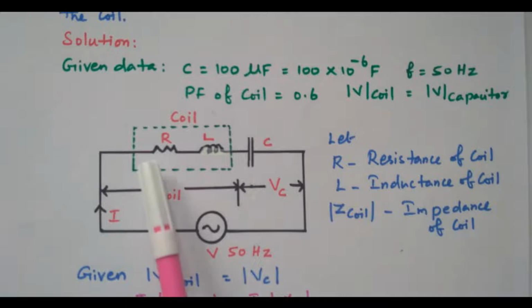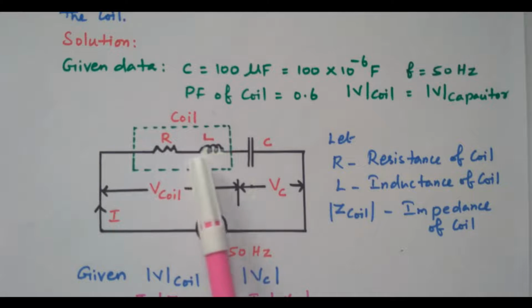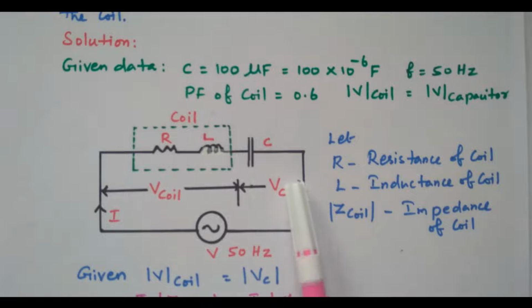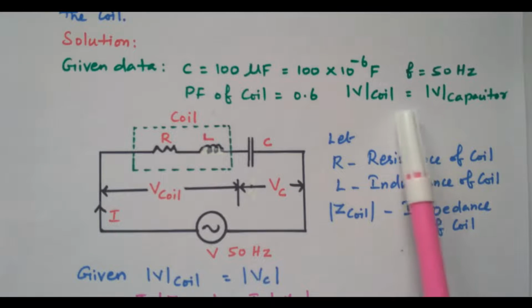So this is R and L connected in series. This combination is the coil, that is connected in series with the capacitor. The condition given is that the voltage across the coil is equal to the voltage across the capacitor, V coil equal to Vc. So that is one condition given.